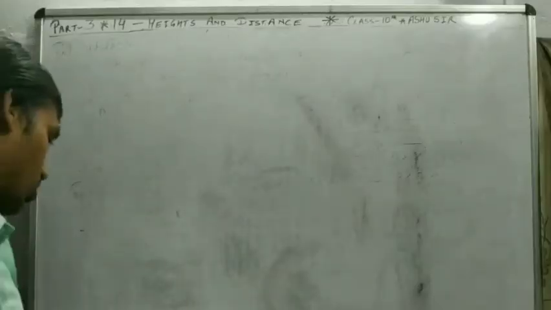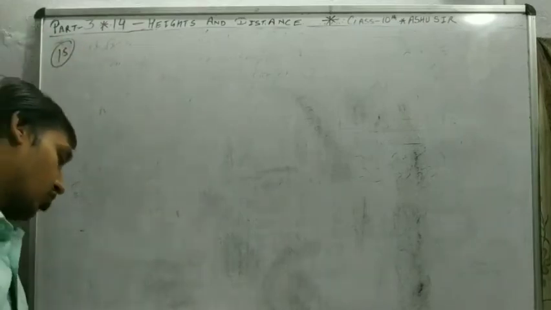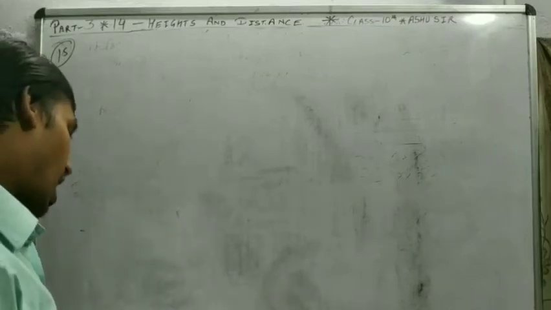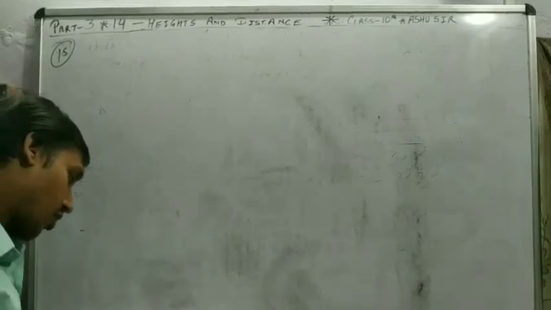Next question, you also read the question. Question number 15. A straight highway leads to the foot of a tower. A man standing on the top of a tower observes a car at an angle of depression of 30 degrees, which is approaching the foot of the tower at uniform speed. 6 seconds later, the angle of depression of the car is found to be 60 degrees. Find the time taken by the car to reach the foot of the tower from this point.